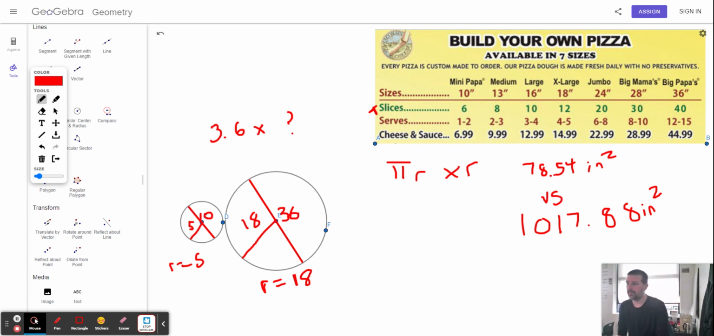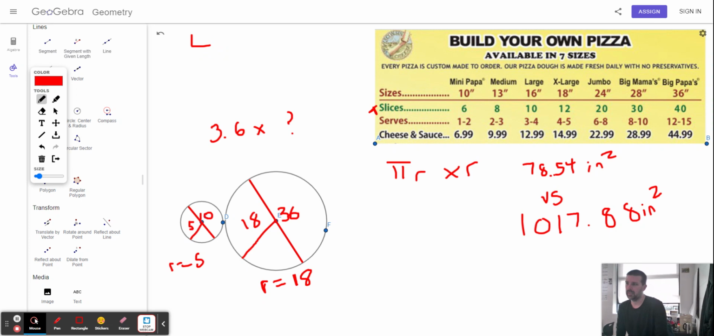Okay. Second question. So let's say now that the problem is, okay, now we know the area of those two pizzas. So we know the Mini Papas and we know the Big Papas. We know how much they cost. So let's say the question is, is it better to get 4? Should we do 4?